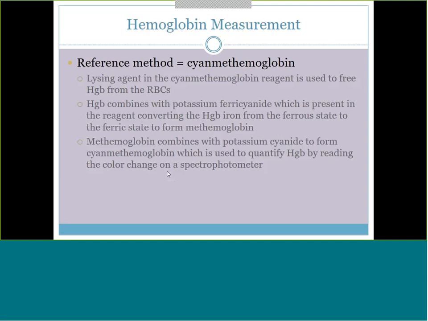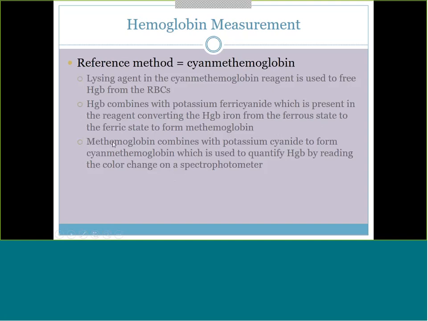Then we add a potassium ferrocyanide reagent next with that hemoglobin. When we add that, it will purposefully change the iron in the hemoglobin from a ferrous 2+ to a ferric 3+ state and make methemoglobin. So we're doing that on purpose with this reagent. We're using that potassium ferrocyanide to purposely put the iron in the 3+ state to make methemoglobin.